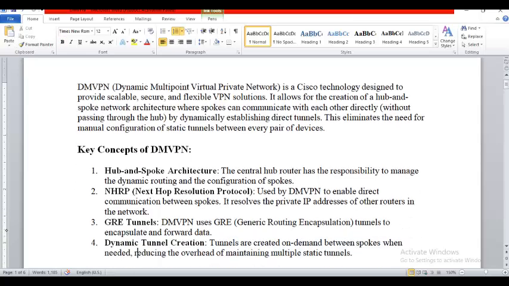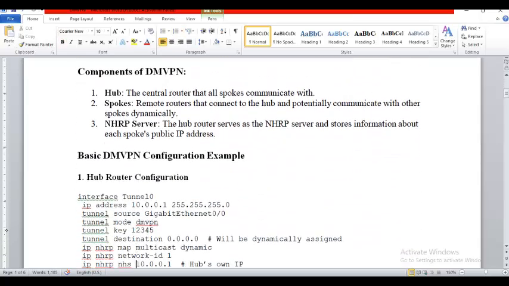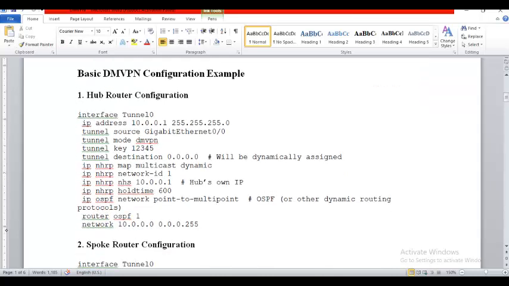Now, this is a sample configuration of a hub. You see, this part you know very well. Last class we did GRE. We gave an IP address for the tunnel. And we gave the source interface or IP address. You remember? You can give the IP address of your exit interface, the WAN interface.